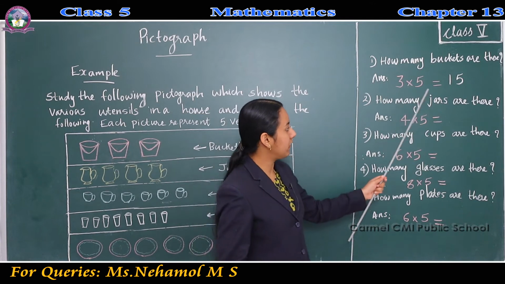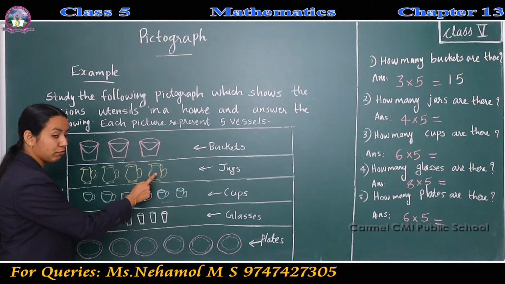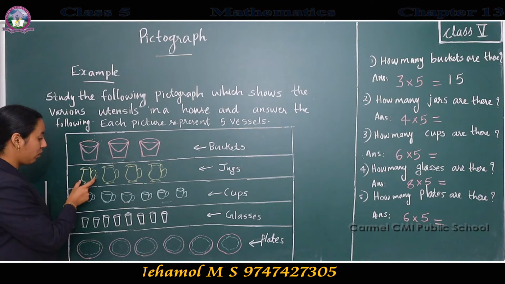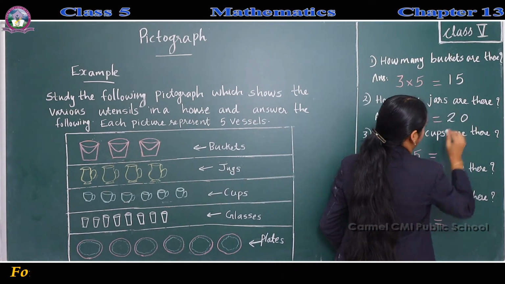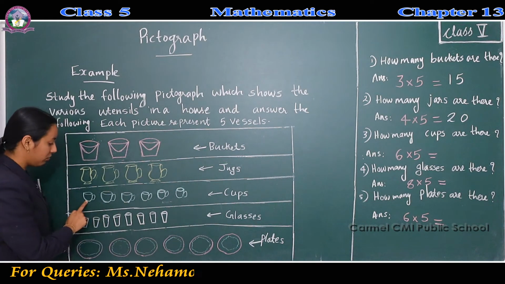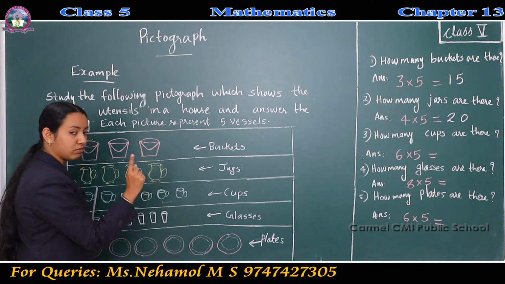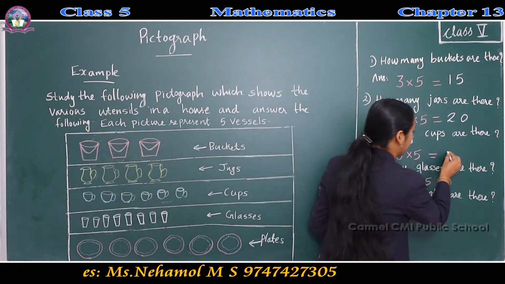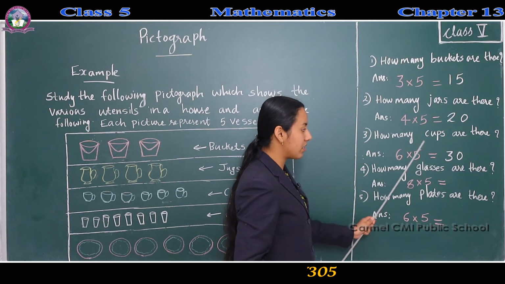Second question, how many jars are there? 1, 2, 3, 4. 4 pictures are there. One picture represents 5 vessels. So 4 into 5. 4 5s are 20. So 20 jars are there. Next question, how many cups are there? 1, 2, 3, 4, 5, 6. 6 pictures are there. One picture represents 5 vessels. So 6 into 5. 6 5s are 30. 30 cups are there.